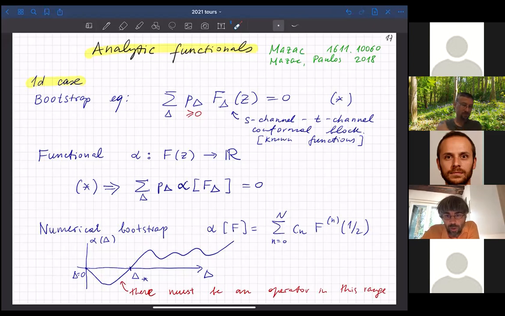If you manage to find such coefficients Cn, then because these coefficients p delta are always non-negative in unitary theories, it means that somewhere in this range between delta equals 0 and delta star, your CFT must contain at least one operator. Because if all operators were above, you would get a contradiction, a sum of positive numbers equals 0. That just doesn't work. So that's the numerical bootstrap.